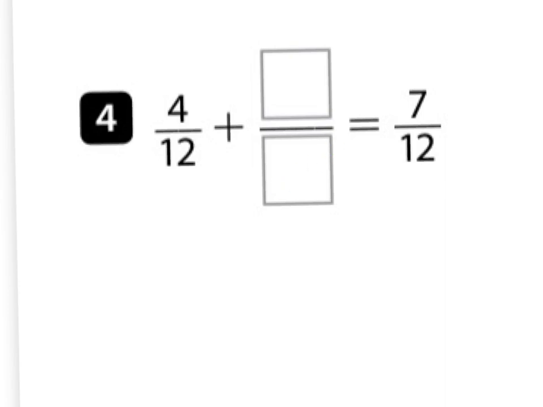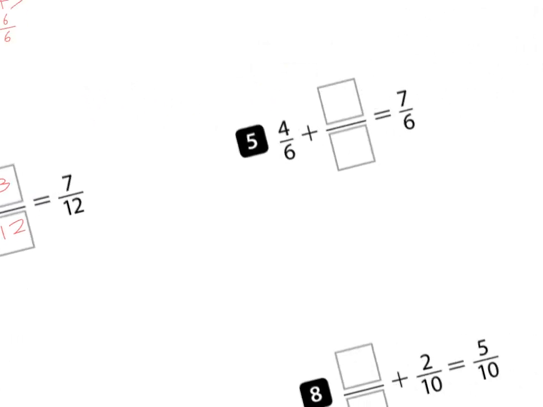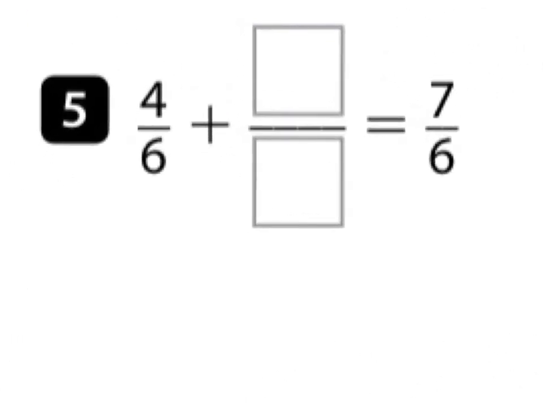The number one thing to always remember, our denominators always stay the same. So we would put a 12 right here, and then we look up top. 4 plus what will give me 7? Say 3. So 4 plus 3 equals 7. Alright, let's head to our next one, number 5.